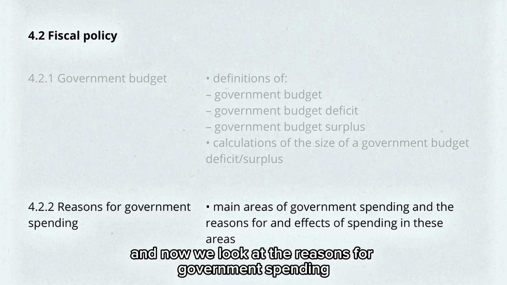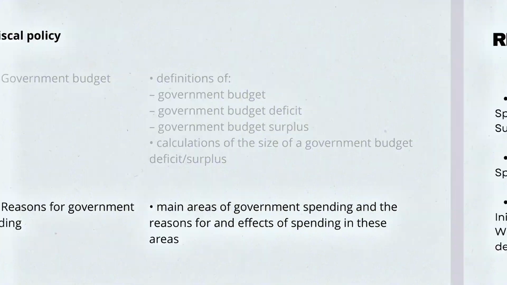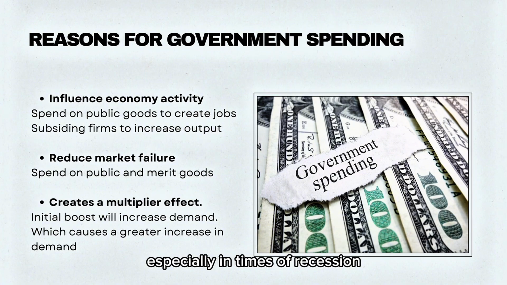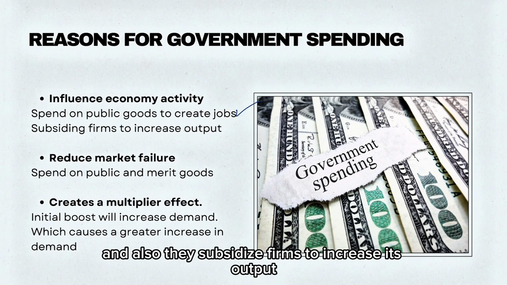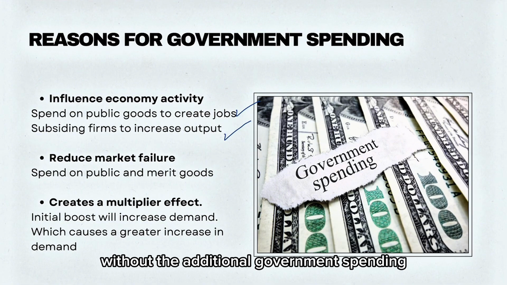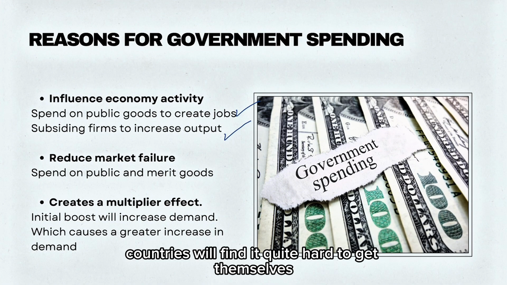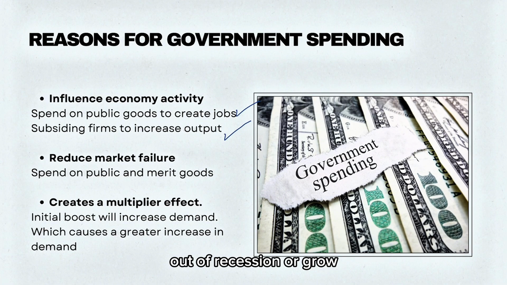And now we look at the reasons for government spending. The first reason is to influence economic activity, especially in times of recession. In order to boost the economy, they spend money on public goods to create additional jobs, and they also subsidize firms to increase output. Without the additional government spending, countries will find it quite hard to get themselves out of recession or grow.